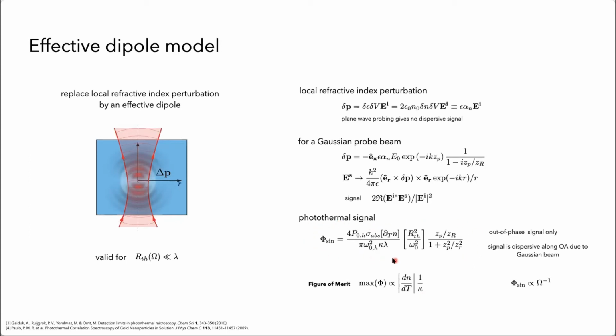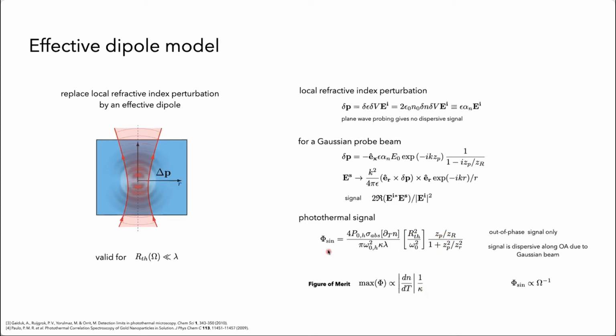So this is the total signal you can sort out with the help of the Gaussian beam, and you see two kinds of things, essentially. First of all, the signal is dispersive. That is coming from the Gaussian beam and essentially from the Gouy phase inside. So you have the z_p, which is the particle position, z_R is the Rayleigh range, so the depth of focus of the Gaussian beam, and the z_p is creating that kind of dispersive signal.